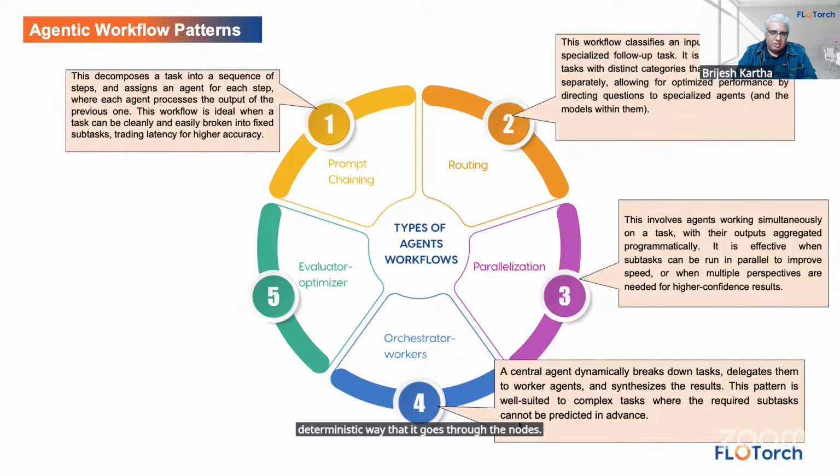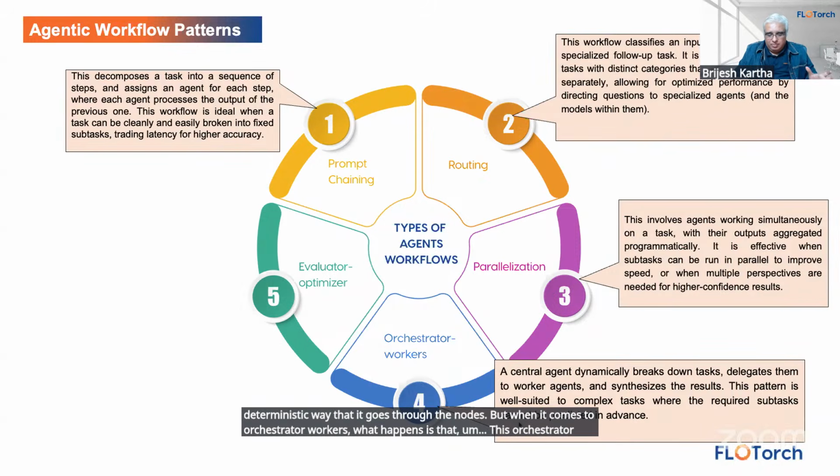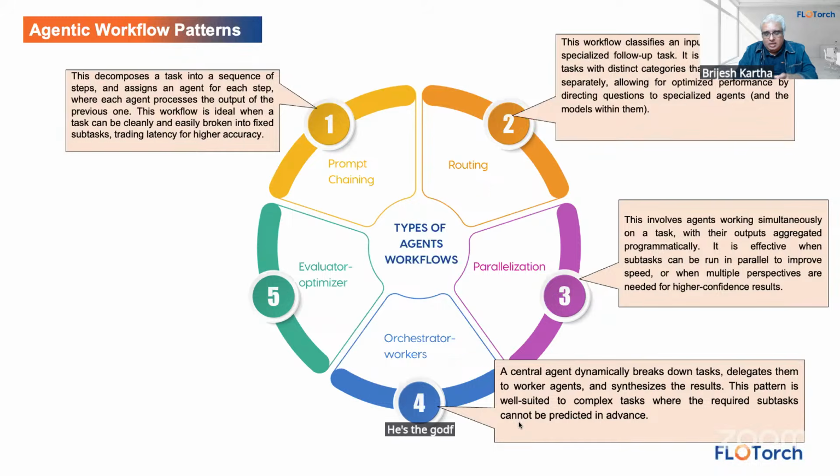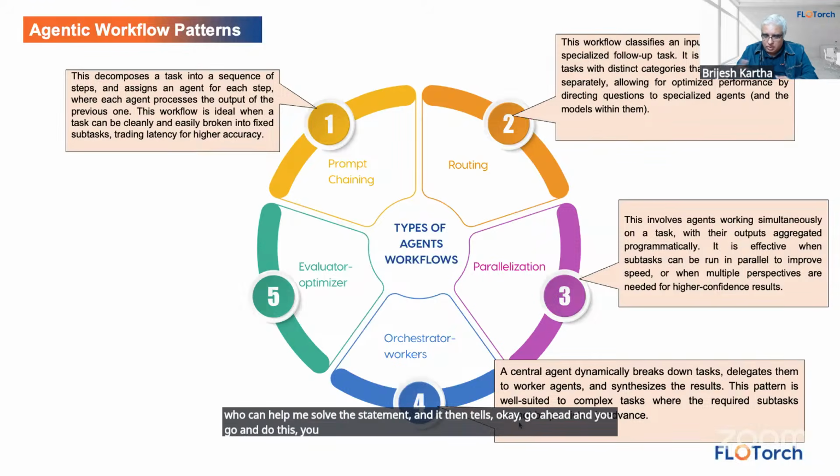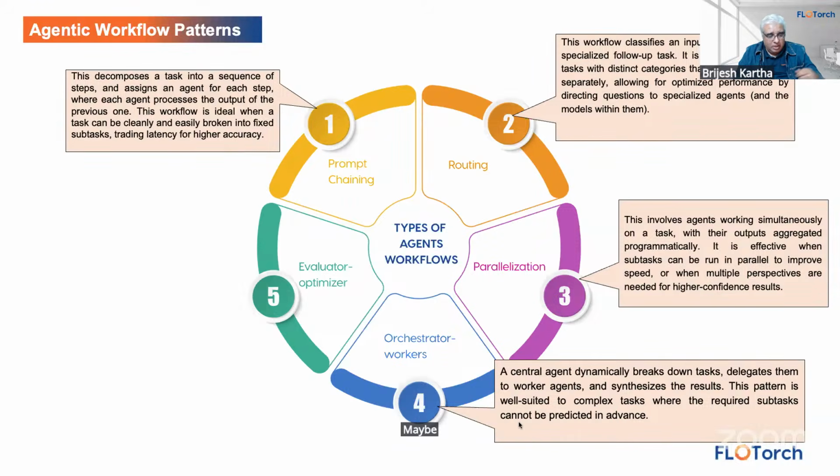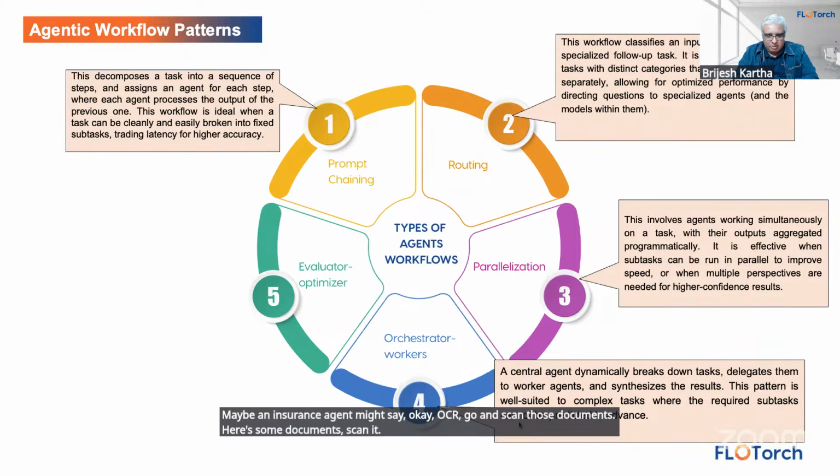But when it comes to orchestrator workers, this orchestrator is the godfather. The orchestrator decides, okay, this is the problem statement. It makes a plan saying this is how I'll solve the problem statement. Then it checks, okay, these are the agents I have who can help me solve it. And it then tells them, okay, you go and do this, you go and do this, you go and do this. So maybe an insurance agent might say, okay, OCR, go and scan those documents. Here are some documents, scan them and send me the text.